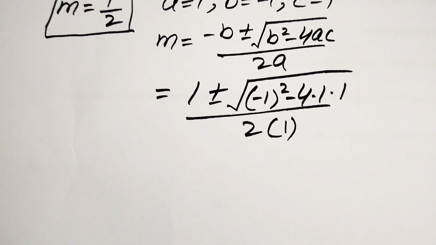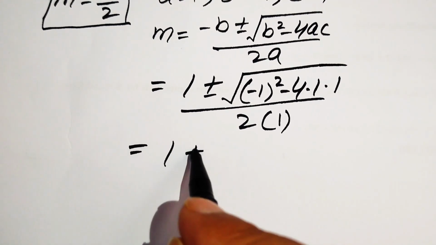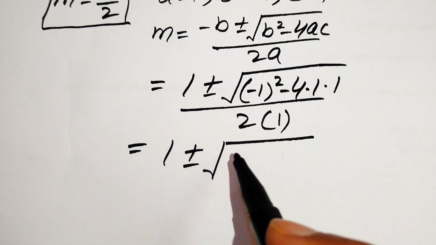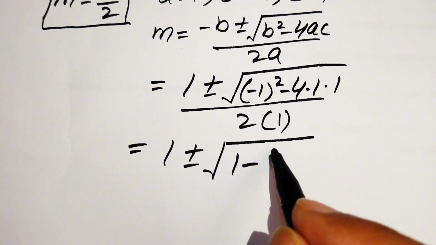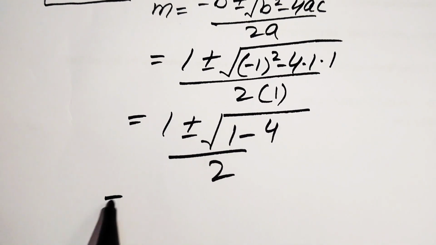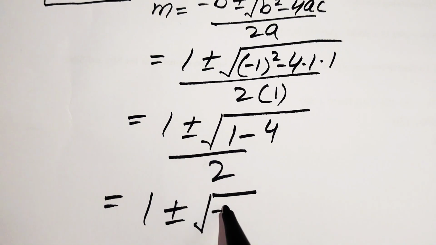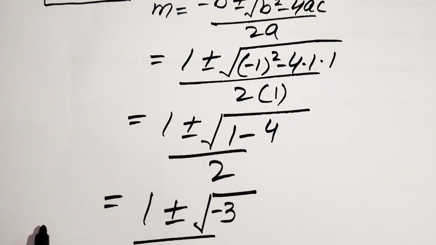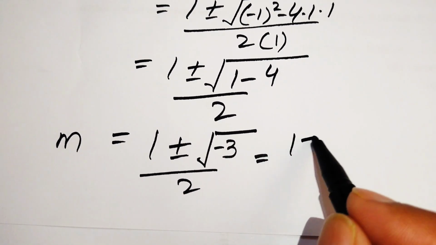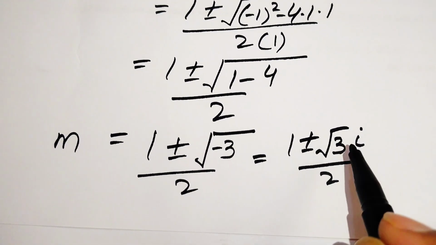So here we need more simplification, and we get 1 plus minus square root of minus 1 square, and minus 1 square becomes plus 1, and minus 4, divided by 2. And here we have 1 plus minus square root of 1 minus 4, which is minus 3, divided by 2. So here we write this in complex form, and it will be written as 1 plus minus square root of 3 iota, divided by 2.